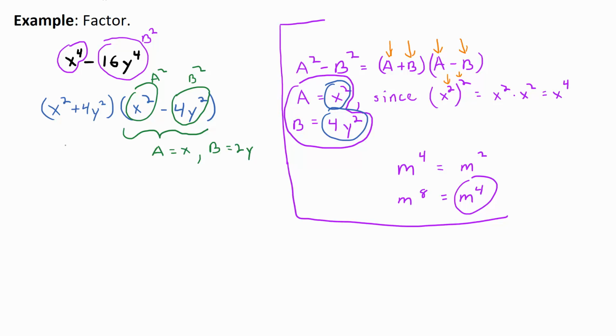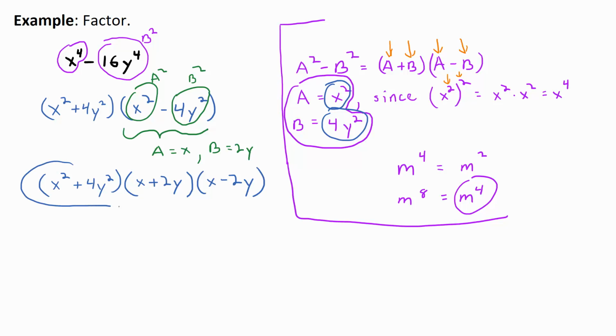Don't forget to rewrite down that first factor, x squared plus 4y squared. That's not going anywhere. And then the second factor, x squared minus 4y squared, factors further to be the quantity x plus 2y times the quantity x minus 2y. And now it's factored all the way, and you are expected to factor polynomials as far as they can go.